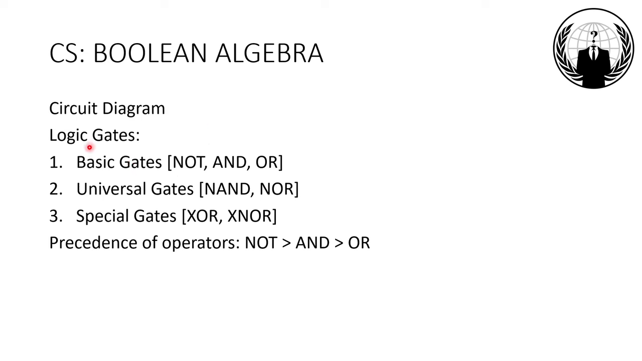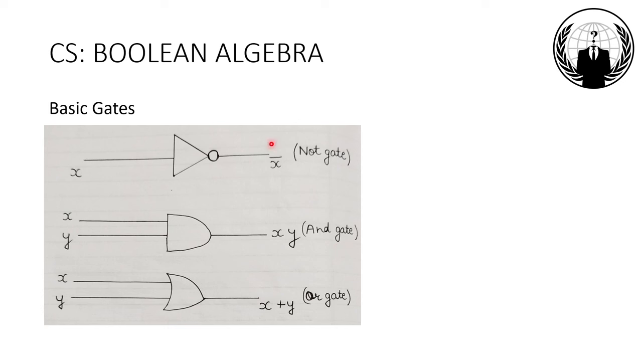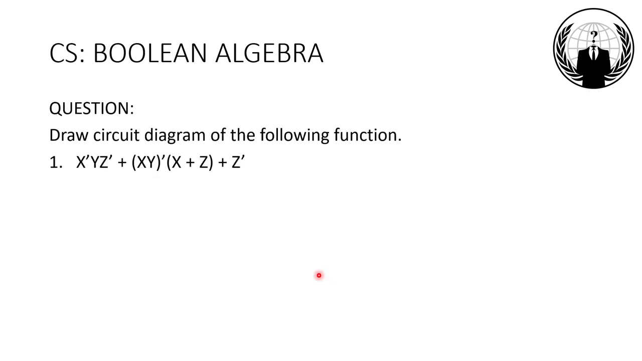So in Boolean algebra, we have logic gates, which are of three types: basic gates, universal gates, and special gates. First of all, we will learn about basic gates, which are NOT, AND, OR. Here is the precedence of operators, which states that we give first preference to NOT, then AND, then OR. Now here is the diagrammatic representation of basic gates: the NOT gate, AND gate, and OR gate. As we can see, the NOT gate is a unary gate, so it takes one input and gives one output, which is the complement. Here is the product, and here is the sum.